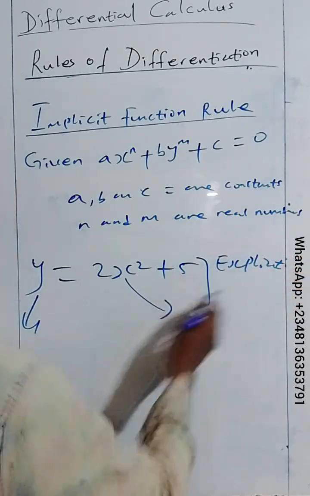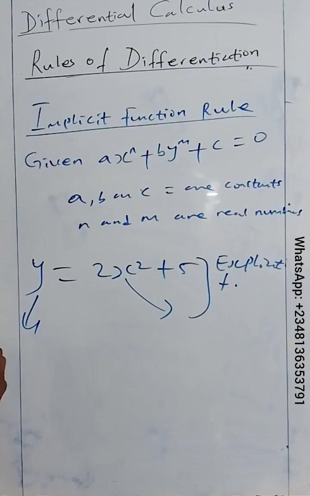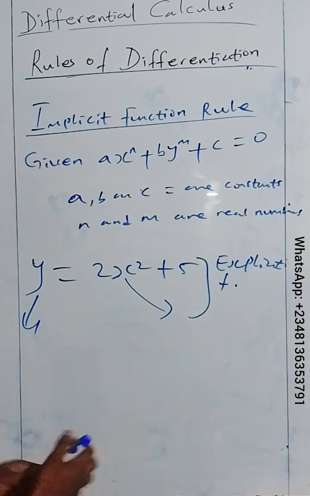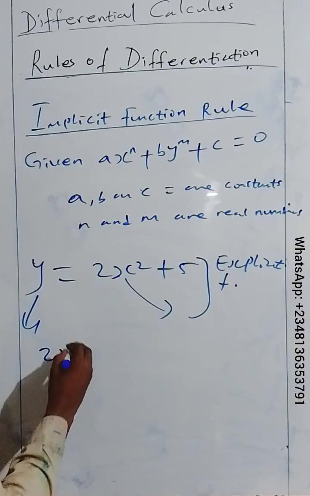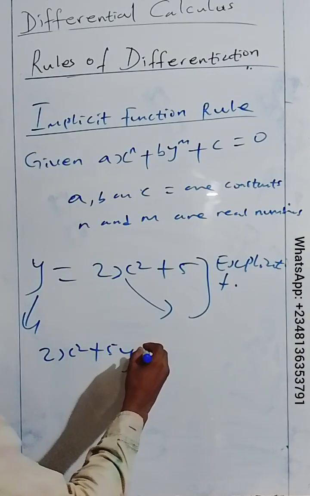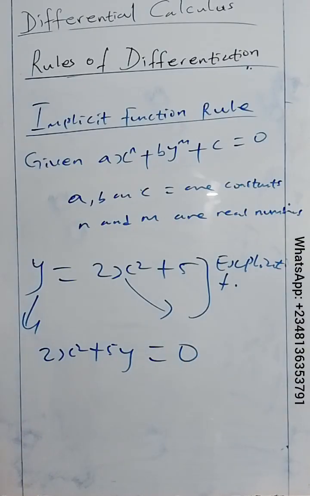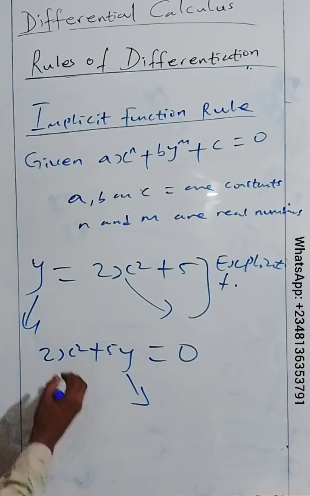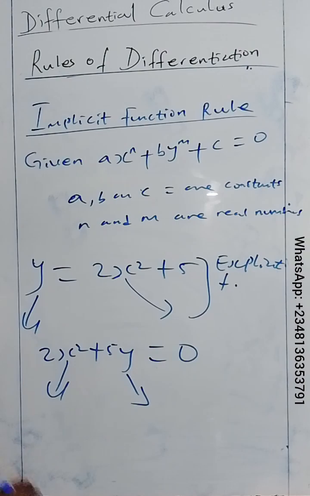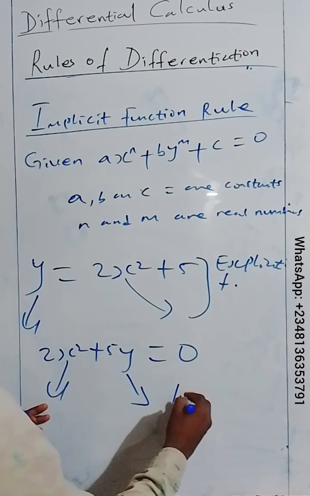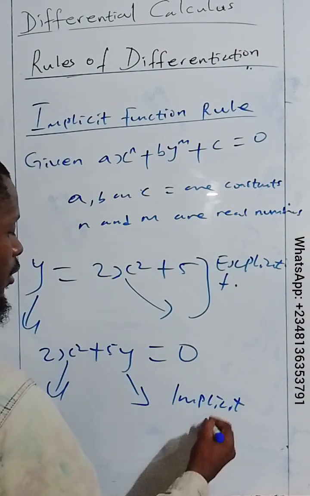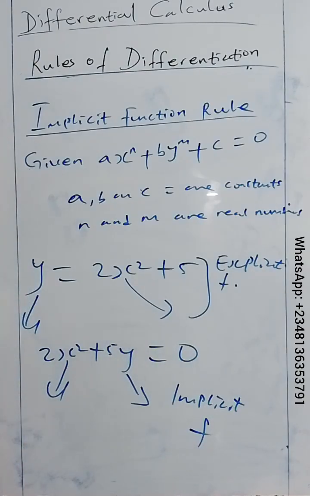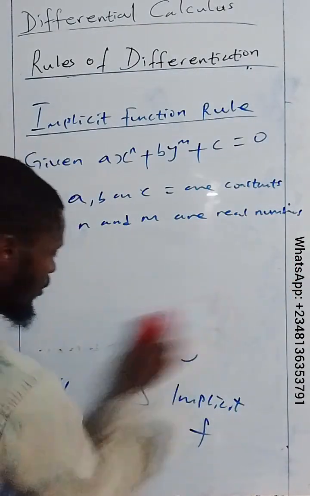An implicit function is one whereby we have both the dependent variable y and the independent variable x on the same side. For example, let's say we have 2x squared plus 5y equals 0. You can see we have both y and x on the same side. So this function is called an implicit function. When we are given an implicit function and asked to find the derivative, how do we do that? Just pay attention to this class.